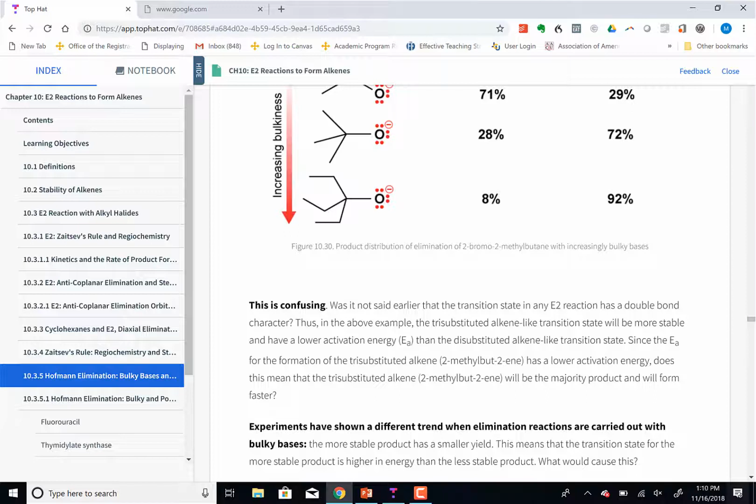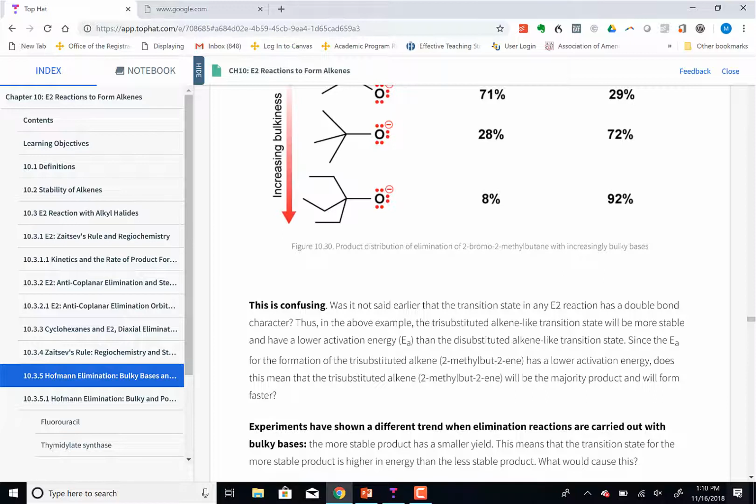Thus, in the above example, the tri-substituted alkene-like transition state will be more stable and have a lower activation energy than the di-substituted alkene-like transition state. I think we did that, right? We talked about the idea that the transition state is what guides the reaction. So the transition state of having a bulky group getting at the more substituted hydrogen has a higher energy, and it'll be lower when it goes after the less sterically hindered hydrogen.